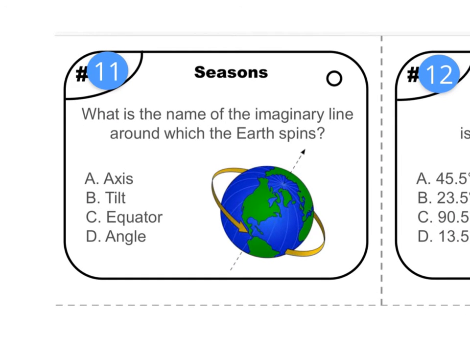Number 11. What is the name of the imaginary line in which the Earth spins? What's the name of that line? Axis, tilt, equator, angle. And the answer is axis.